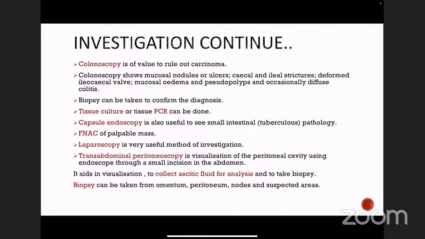To rule out and confirm the diagnosis, we have to go through either biopsy or colonoscopy. In colonoscopy, what will be the differentiating feature? There will be mucosal nodules and ulcer. Cecal and ileal stricture will be there and a deformed ileocecal valve will be there. There will be mucosal edema and pseudopolyps, and occasionally diffuse colitis will also be present in case of abdominal tuberculosis.